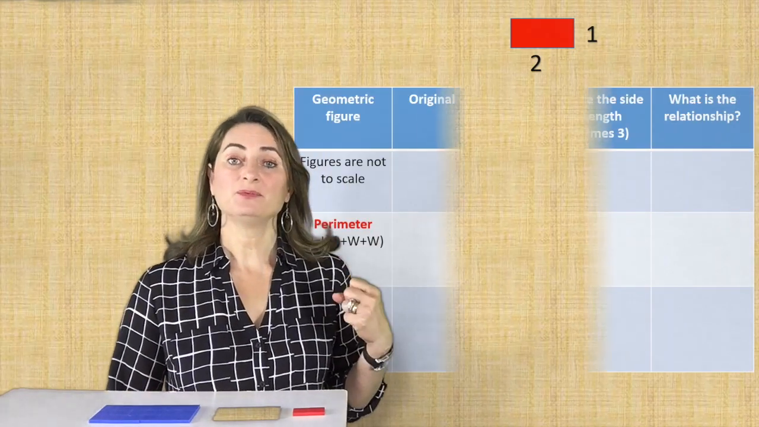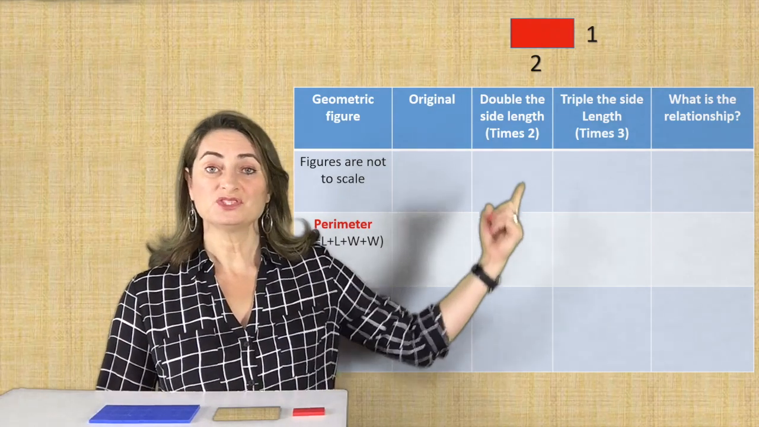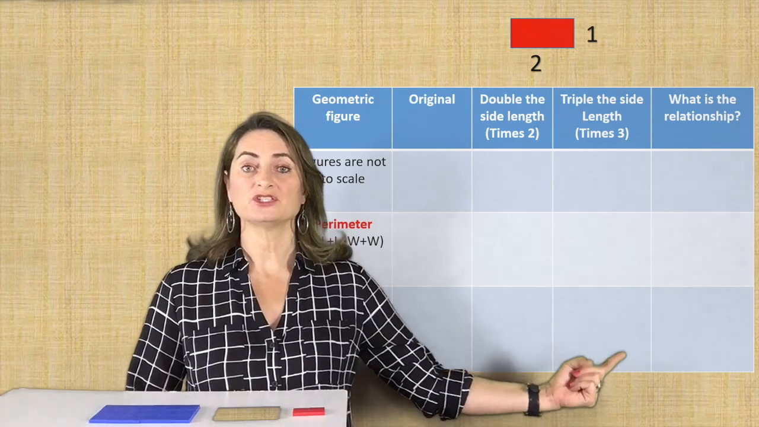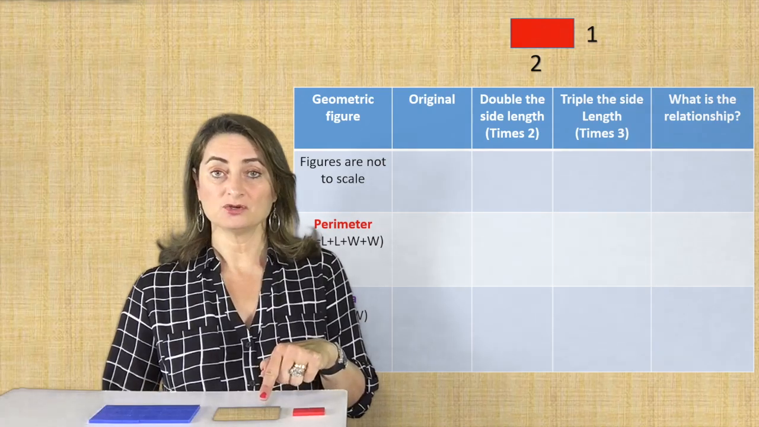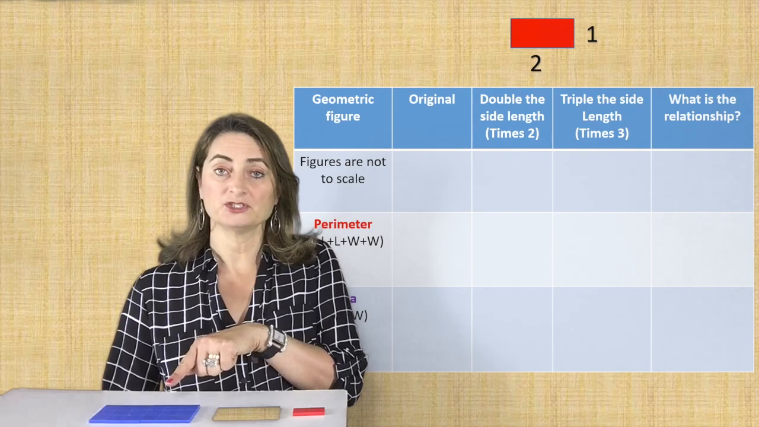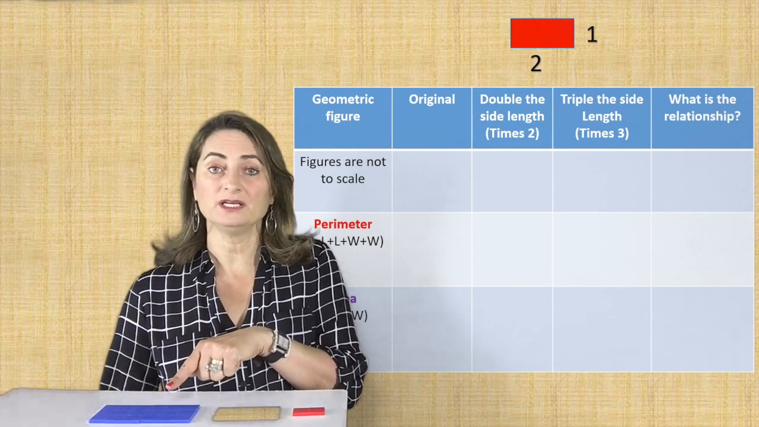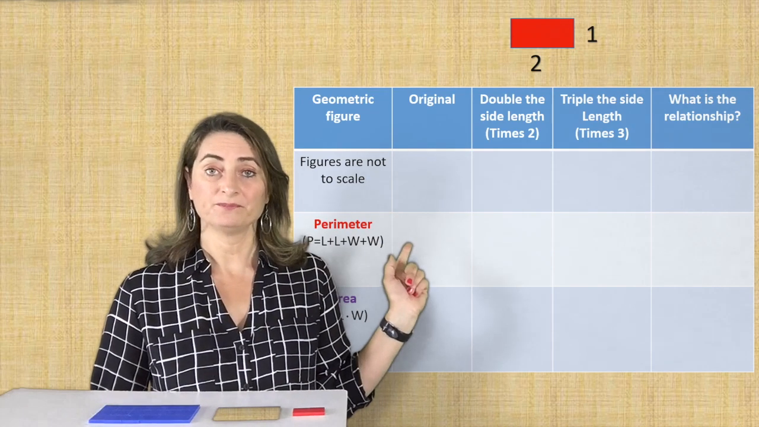So now let's look at the red rectangle that is 1 by 2, and that's the original rectangle. You can see this is 1 unit by 2 units. Fill out this table and see what happens to the perimeter and the area when you double the dimension and when you triple the dimension to find the relationship. So the first time we will double the dimension, so we're going to multiply each side by 2. And the second time we're going to triple the dimension, which means we need to multiply each side by 3 to come up with the new similar figure and find the perimeter and the area.